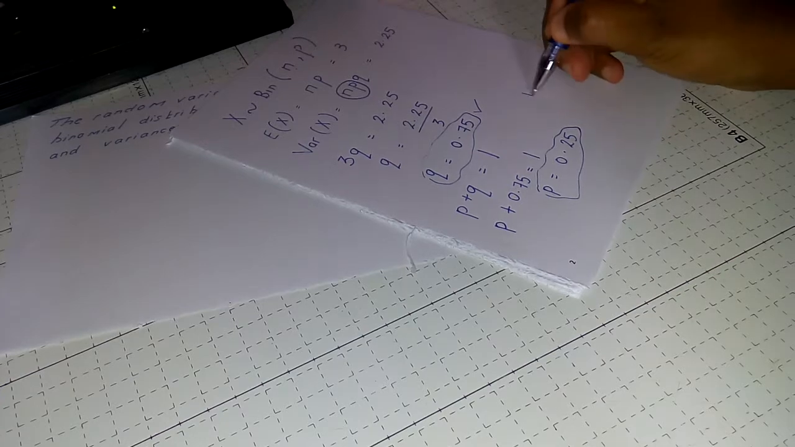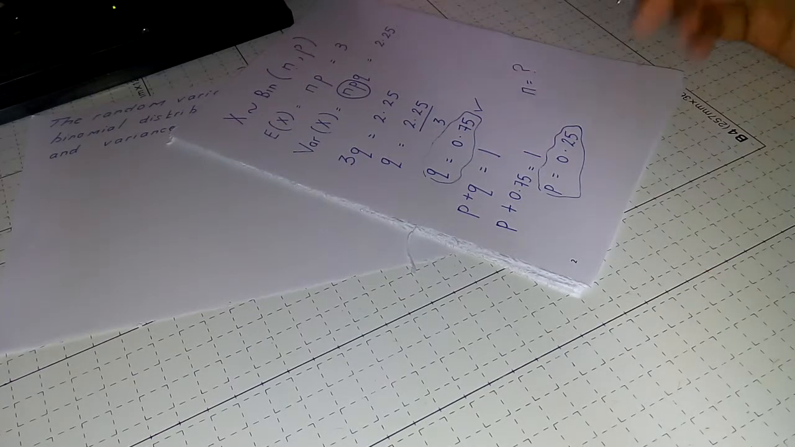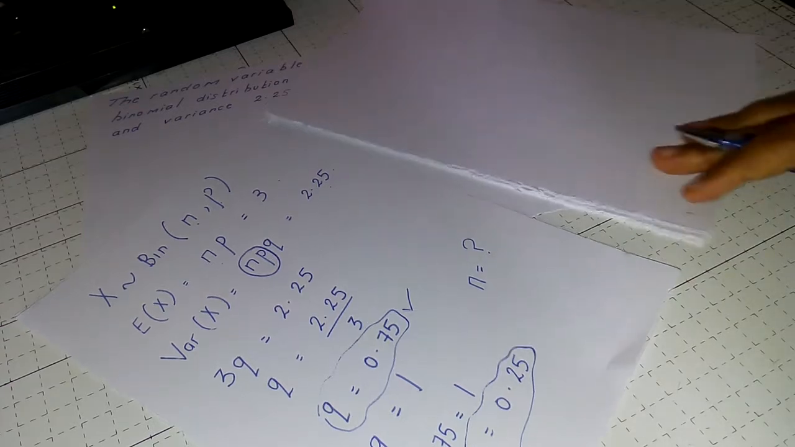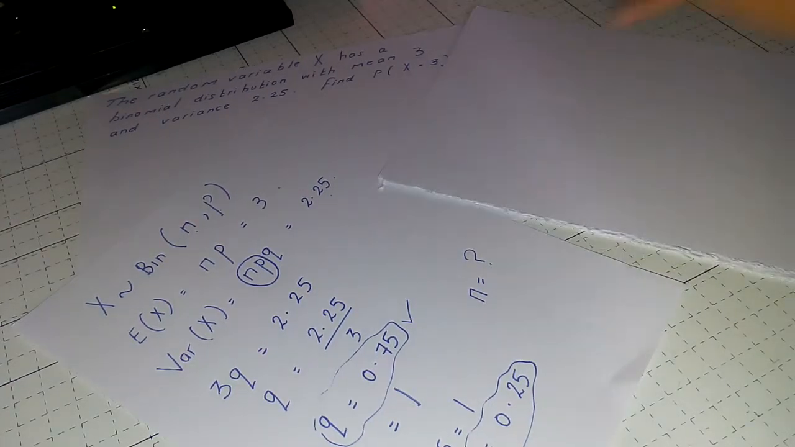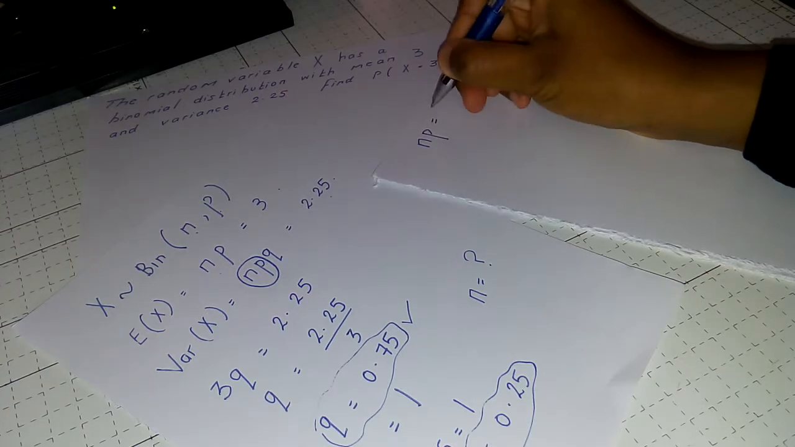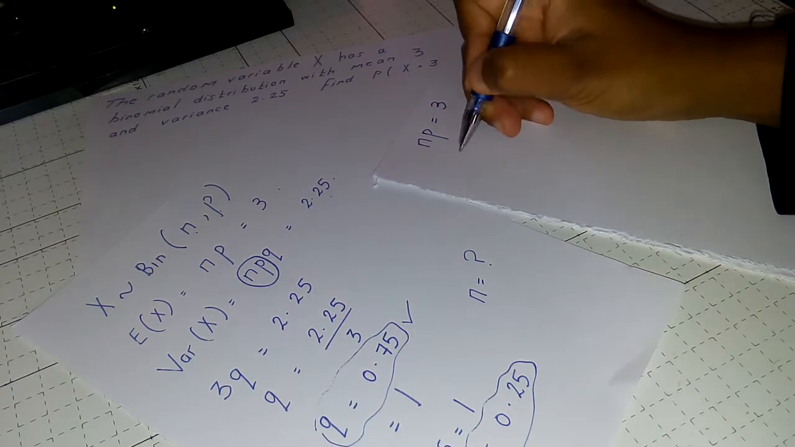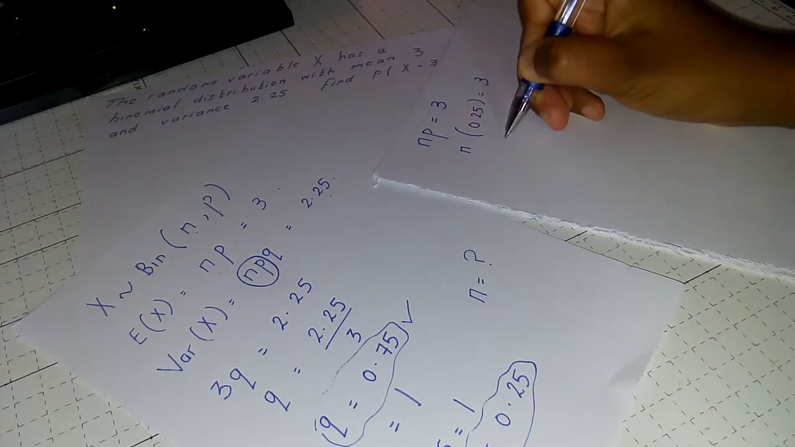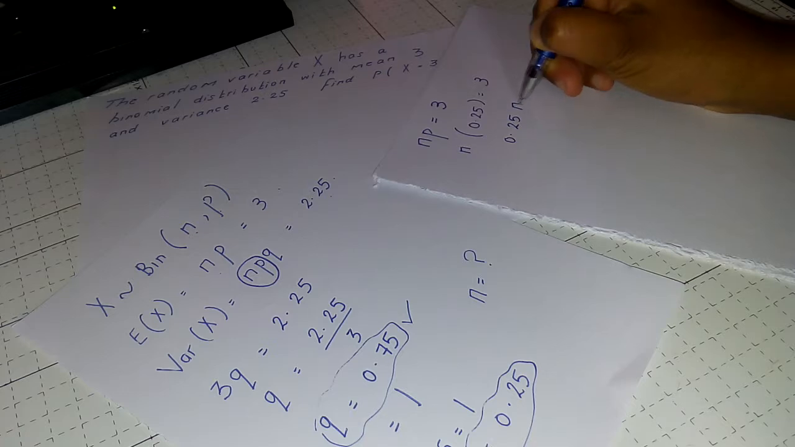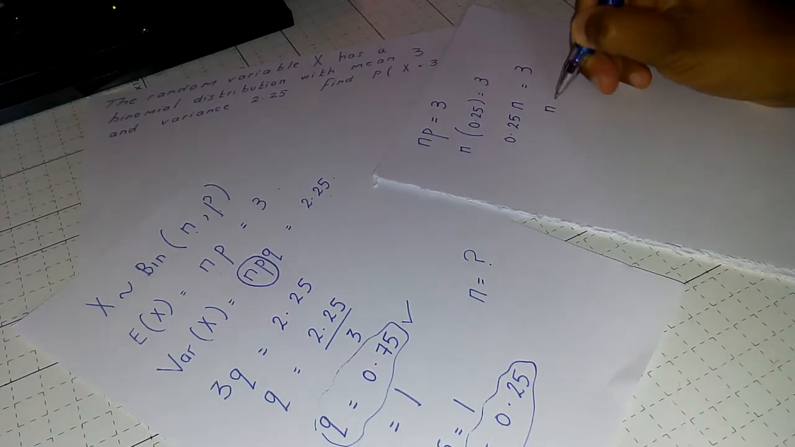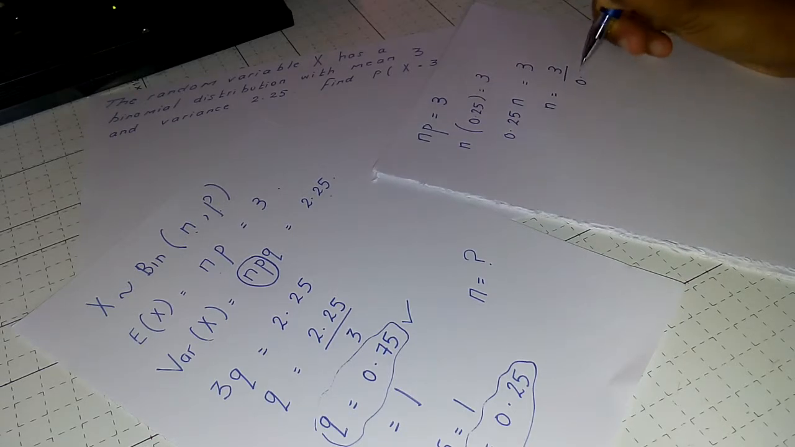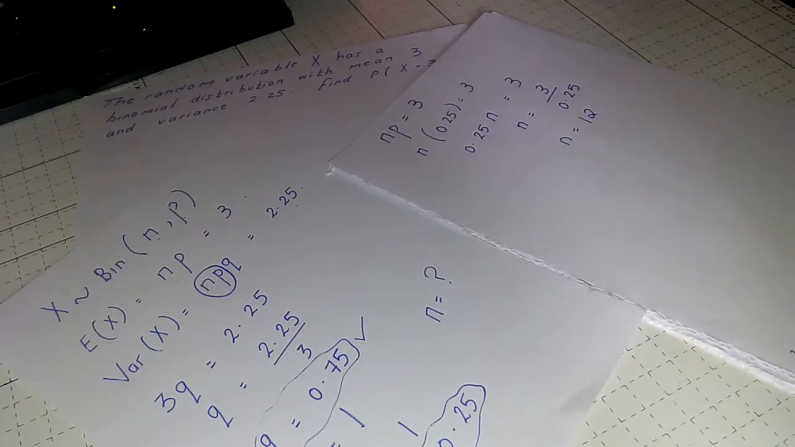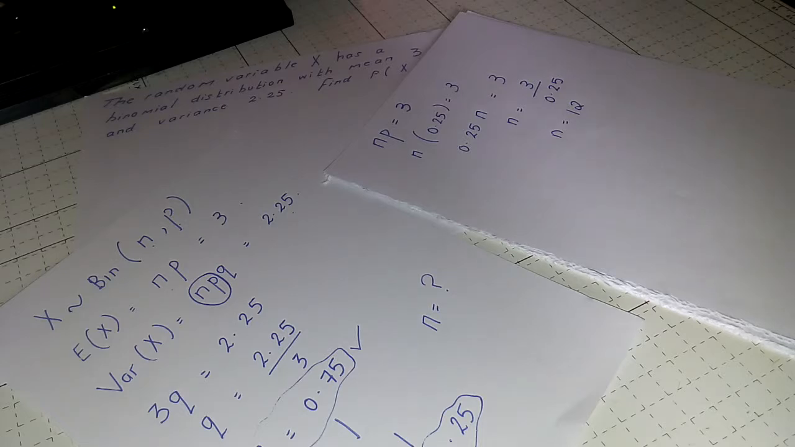What else do we need? We need the value of n. Here we have np equal to 3. n we do not know, but we know p now, which is 0.25. So it's a simple equation: 0.25 times n is equal to 3. n is equal to 3 divided by 0.25. So n is going to be 12. Now we've calculated our two parameters, which are n and p.